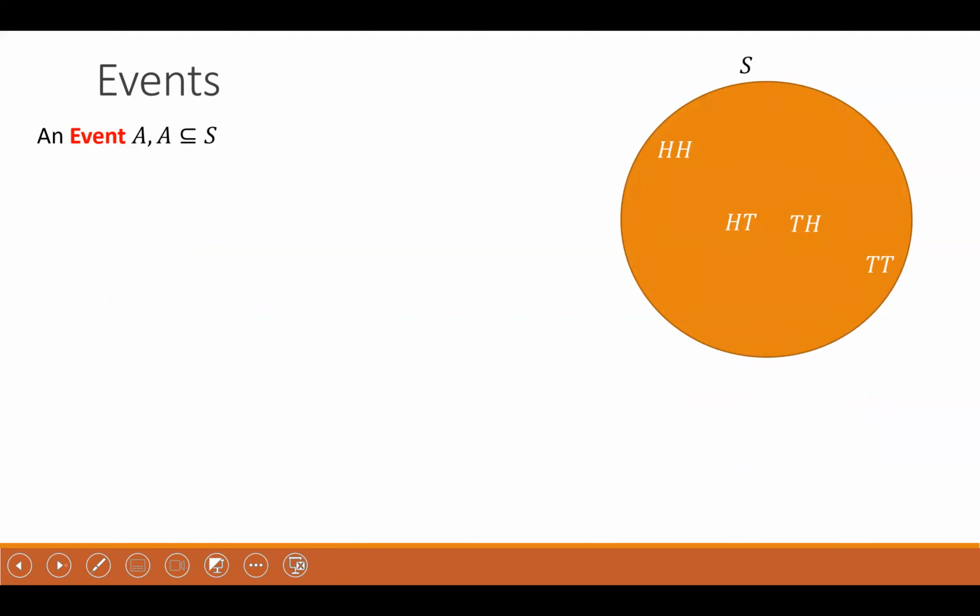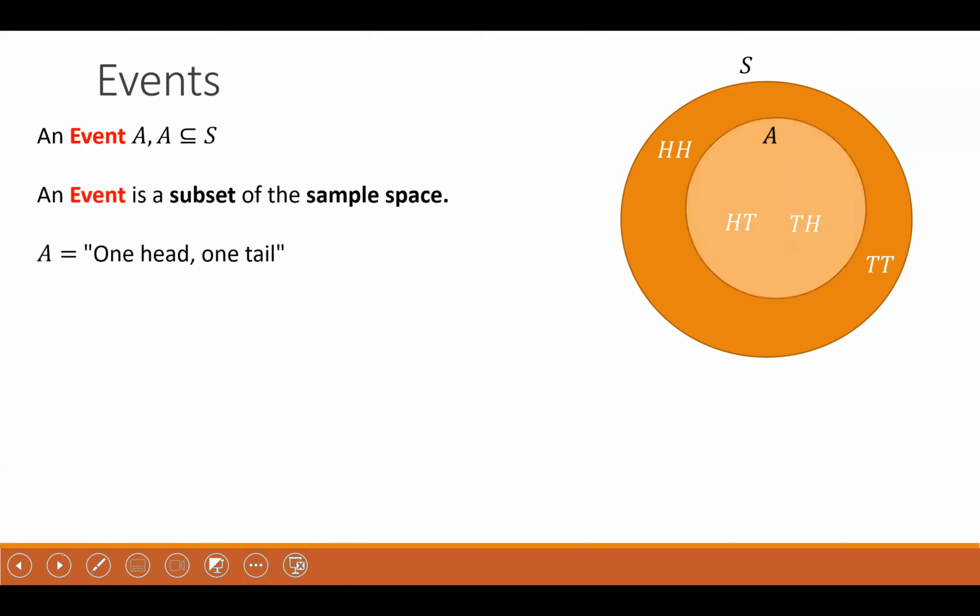We can also have events. So we talked about outcomes. If I perform my experiment, exactly one outcome happens, right? You can't have two outcomes happening. You can't have three. You can't have zero. But I can define an event, and an event is some subset of the sample space. So in this case, I can have an event A. My sample space is flip a fair coin twice, and my event A is that one of the coins is heads and one of the coins is tails.